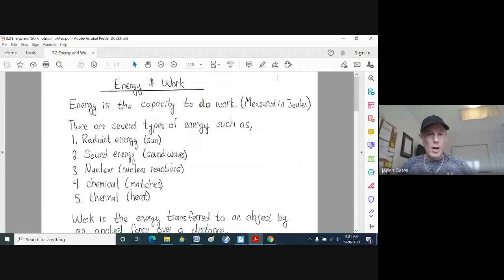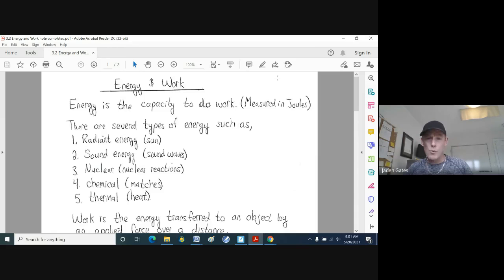All right, so we're starting our new unit, which is all about energy and work, because energy is the capacity to do some work, measured in joules for us. Often energy in the United States is measured in calories, but because we're Canadian, we're on the metric system, which is joules.